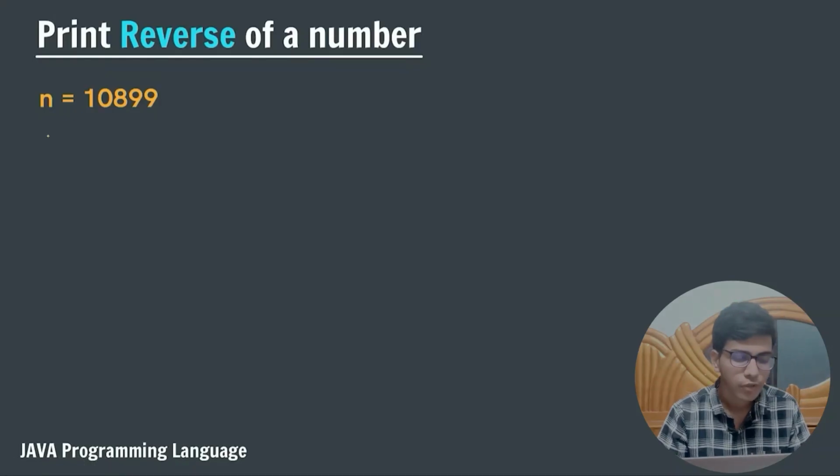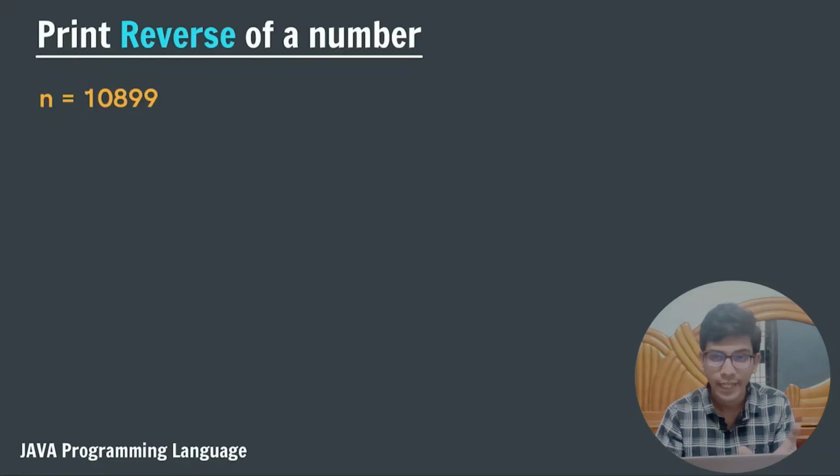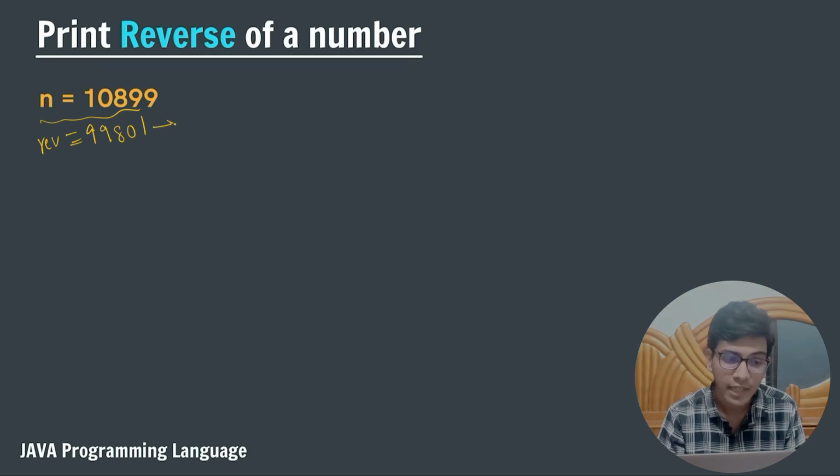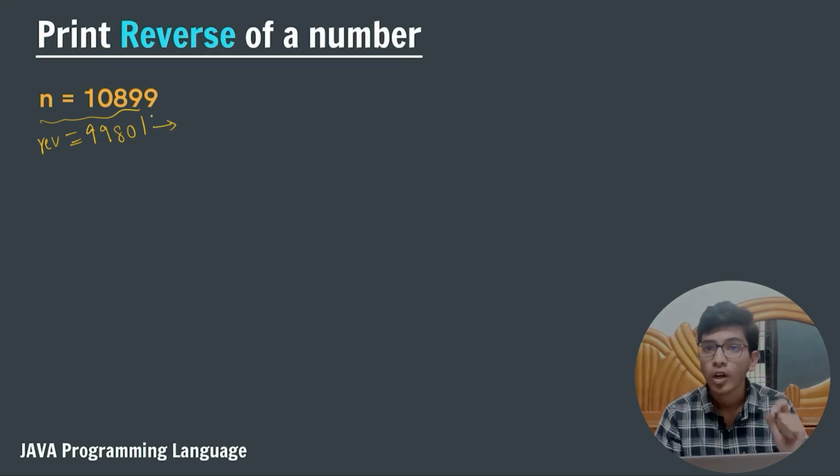Now in this question we have to print the reverse of a particular number, and n will be given by our user. Let us consider that n is equal to 10899. Then the reverse of it will be 99801. So this is the reverse. We have to print the value of the reverse for our user. So this is the concept and the question.